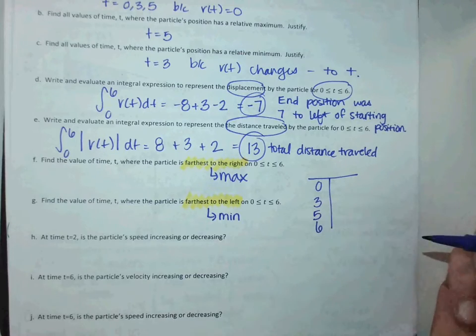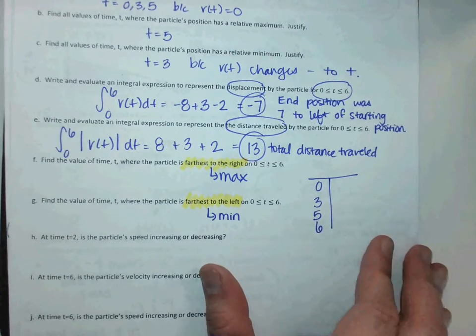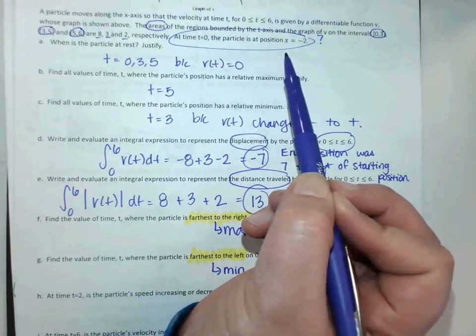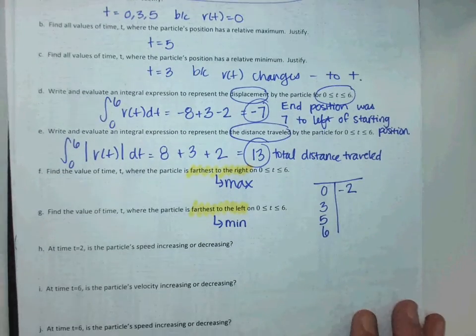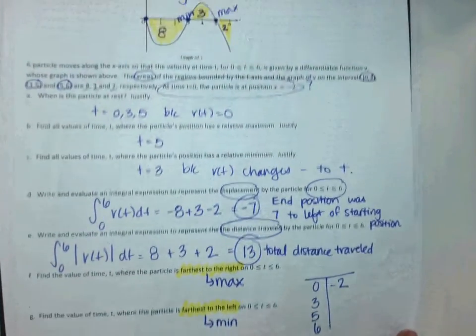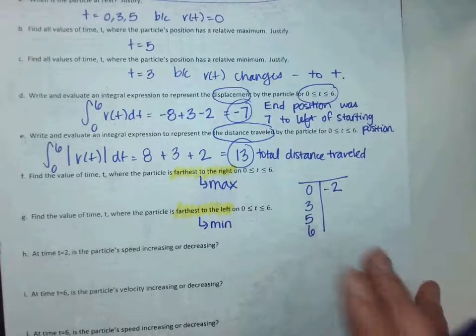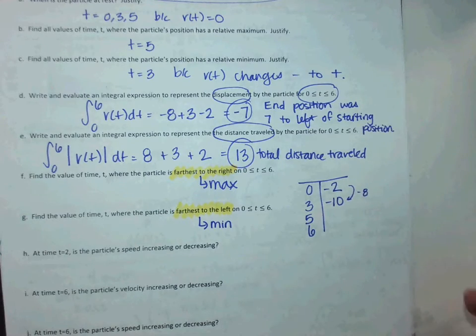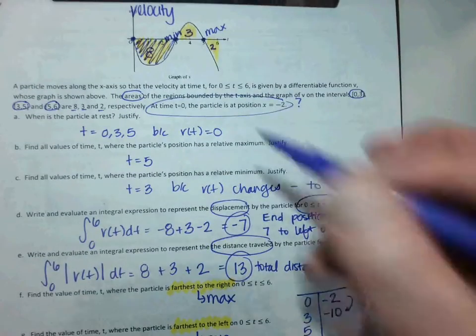Now, remember that thing we circled? They have to tell you where the bug started for you to be able to fill this out. So go back and read. Yeah, right here. At time 0, the particle's at -2. That means my chart has to start at -2. Then, from 0 to 3, I accumulated 8 units. Negative. So he went backwards 8. Negative 10. So he must have been at -10. Very good.